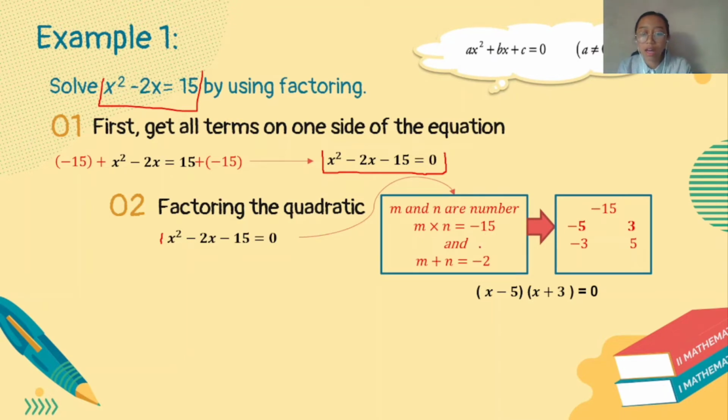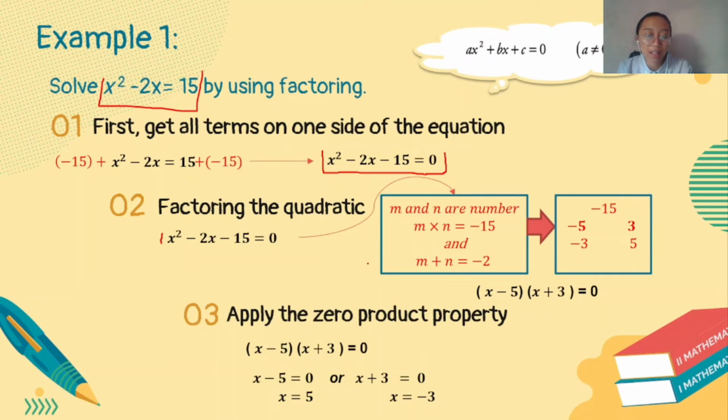We have two pairs of numbers which, when we multiply them, equal negative 15. They are negative 5 times 3 or negative 3 times 5. So now we choose the one which, if we add them, equals negative 2. So the answer is negative 5 and 3. And now we write them into two parentheses like this: x minus 5 times x plus 3 equals 0.